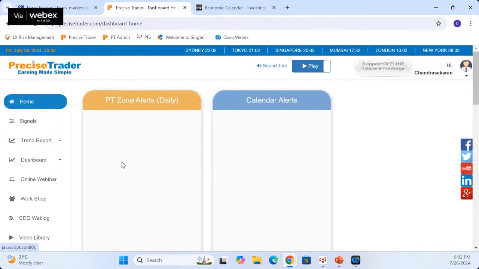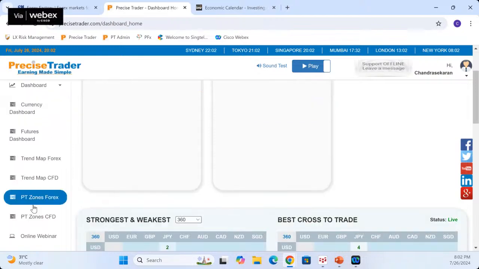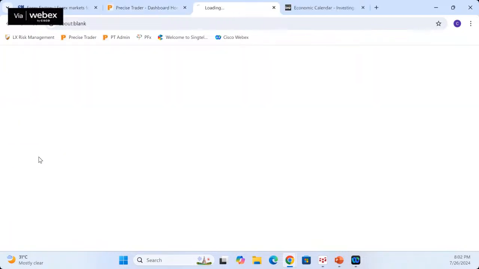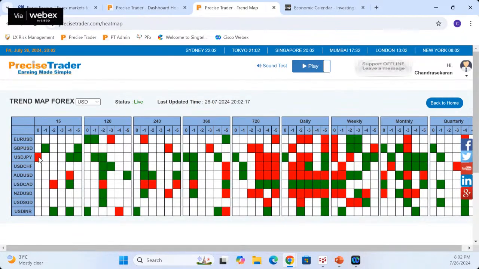Okay, the next thing we are going to do is, we definitely want to trade dollar yen because that is giving a green light to trade now. And of course, whether euro yen, pound yen, and Swiss yen, we will see as we go on. Okay, the next tool which we would be using is the trend map.